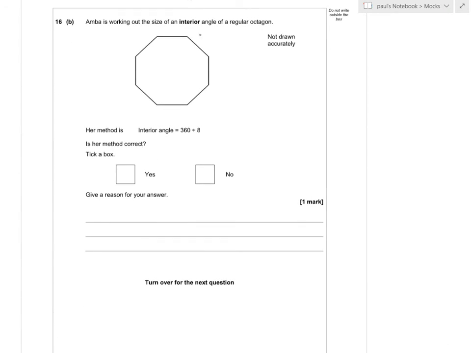Amber is working out the size of an interior angle of a regular octagon. Interior angle is 360 divided by 8. No, it's the exterior angle. The exterior angle is 360 divided by 8. Completely wrong.